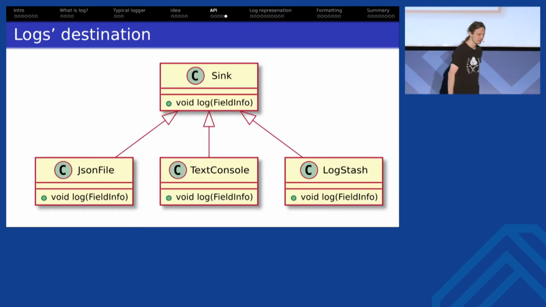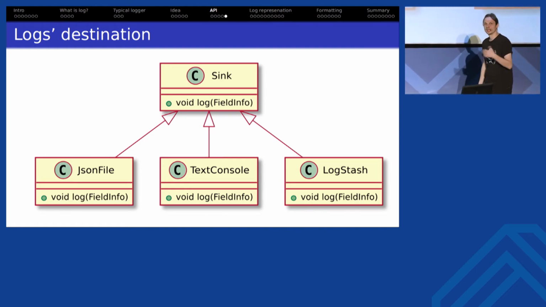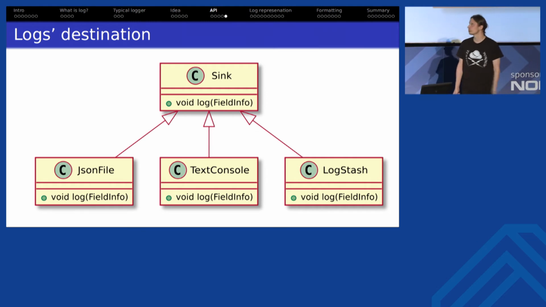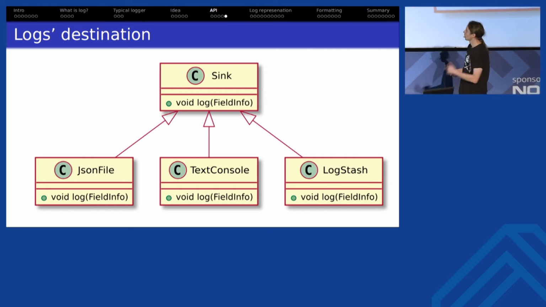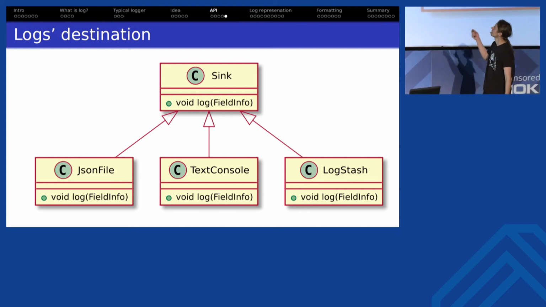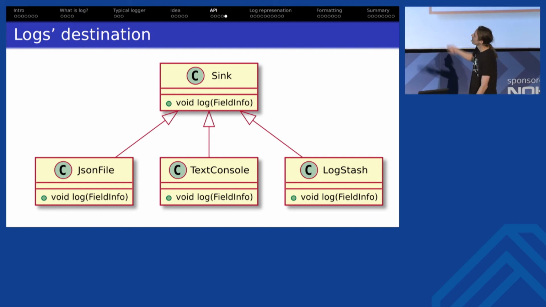Now the last thing is, obviously, we need to have some different destinations, and they will need to be configured at runtime. So this is actually trivial. It's probably what all the loggers out there use. We'll have some base class here called a sink that will have a log method and a field info parameter.